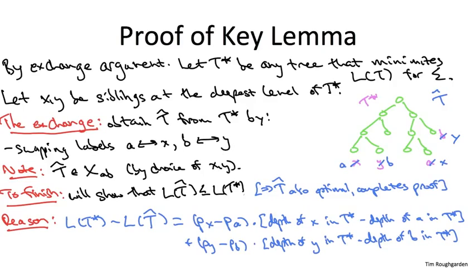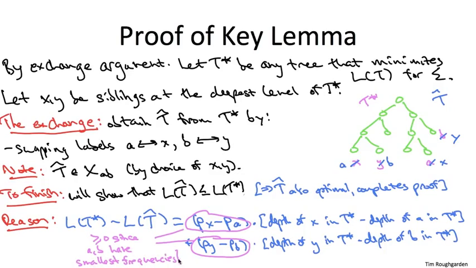We actually haven't used that yet in our proof, but it's fundamental to our greedy algorithm. Secondly, why did we choose X and Y to be in the deepest level of the original tree T star? Well, let's start with the first pair of products, the differences between frequencies. So the frequency of X minus the frequency of A, and similarly between Y and B. Well, because A and B have the smallest frequencies of them all, these differences have to be non-negative. The frequencies of X and Y can only be more.